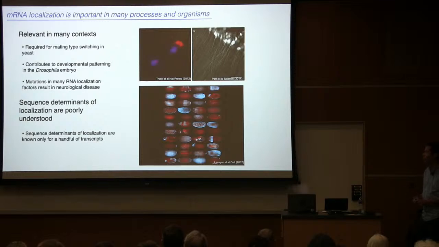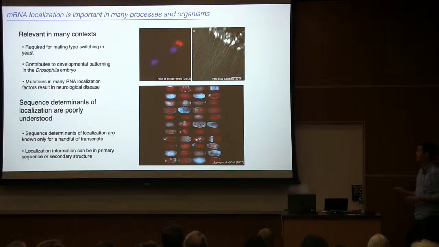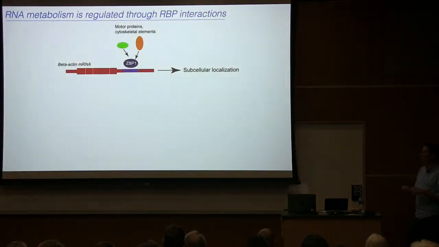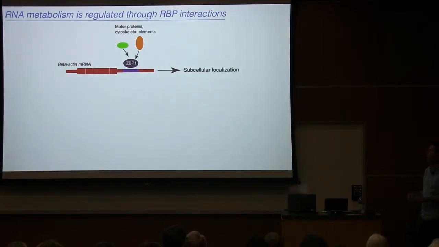They're really only known for a handful of transcripts. Part of that is because this localization information can be stored in either the primary sequence of the RNA or within its secondary structure. If it's within the secondary structure, that makes it much, much harder to find. Okay, so for the RNAs that we do know how they're getting to where they're going, this is how it works.